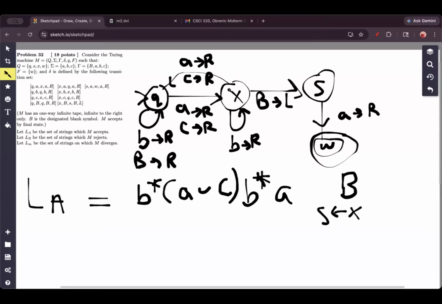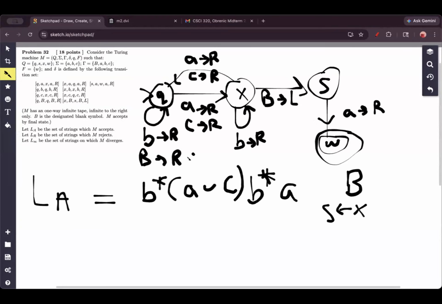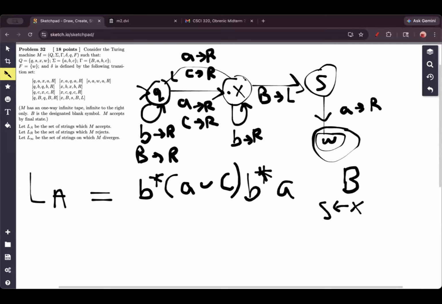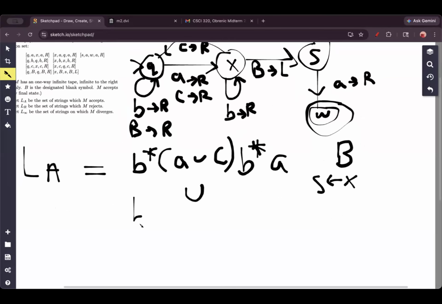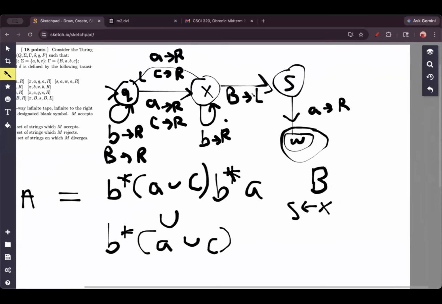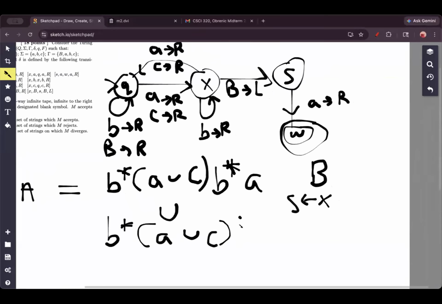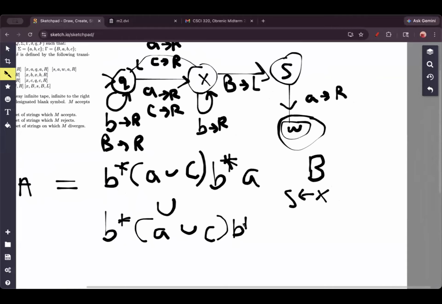Wait, hold up. So if I'm in X, actually I might mess it up a little bit because I'm not sure if I would be expected to go back to Q and then do this again. So maybe I will do that as another part. So start off with the same thing. B star, this is my Q, A or C to go to X. And then in X, I could see A or C, or B. Okay, let me do B star first. And then I could do A or C.